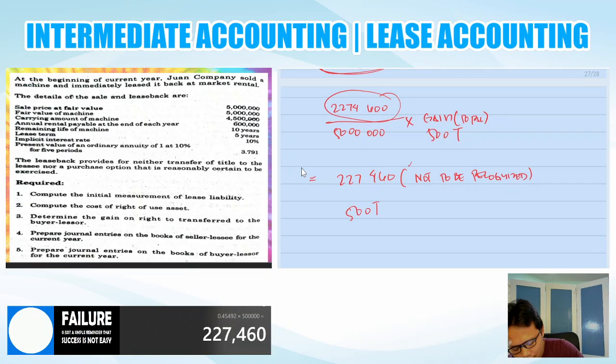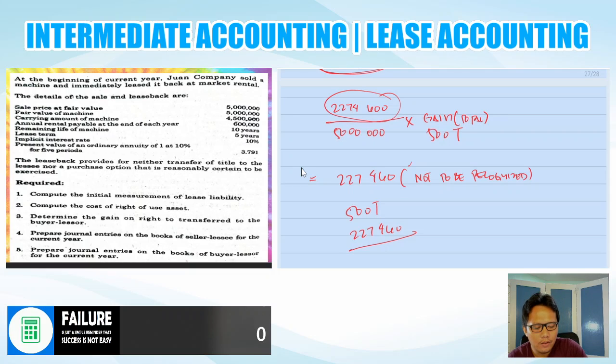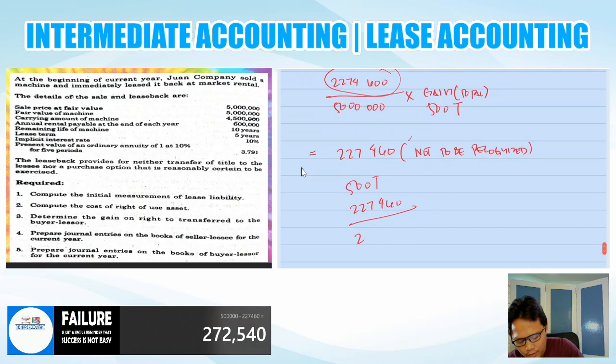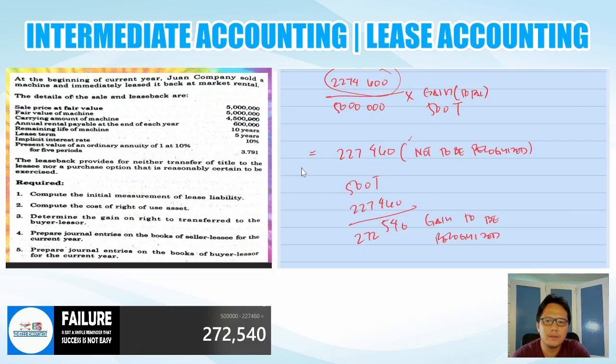So, if we have 500,000 less the gain not to be recognized, our gain to be recognized would basically be 272,540. Gain to be recognized.